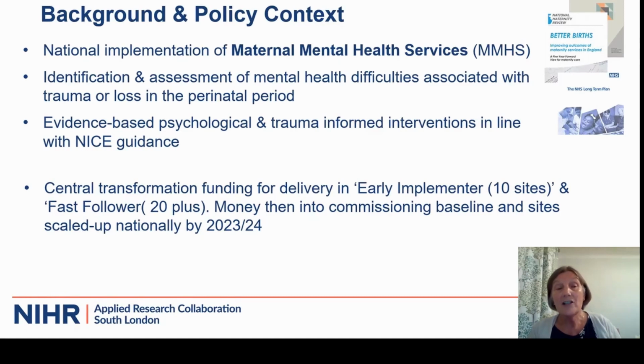And essentially there is some central transformation funding for delivery of early implementer sites, that's 10 across the country, and then a further 20 or so fast follower sites. That's in progress now. The early implementers technically started in April this year, and fast followers should be up and running by April of 22. Money then will go into the commission baseline, and sites will be scaled up nationally for 23-24.